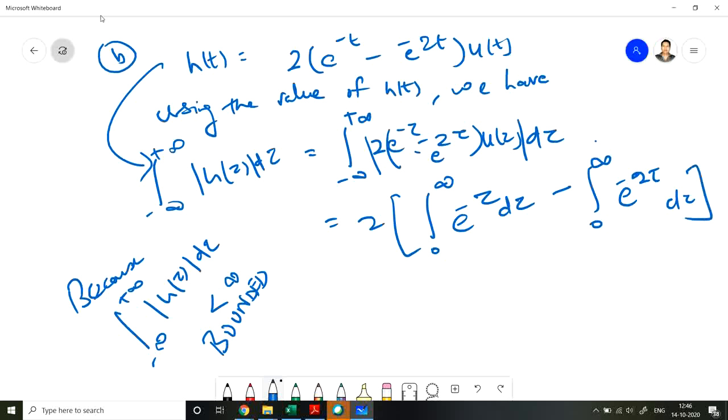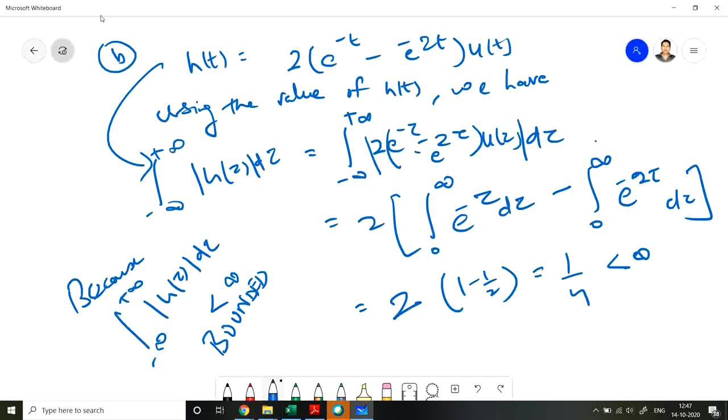Basically it is from minus infinity to plus infinity, so it is better to write in this form. These two expressions are the same. Now what we will get is 2 times 1 minus 1 by 2. The solution of this is 1 and the solution of this is 1 by 2. Please check. So we are getting 1 by 4, which is less than infinity.